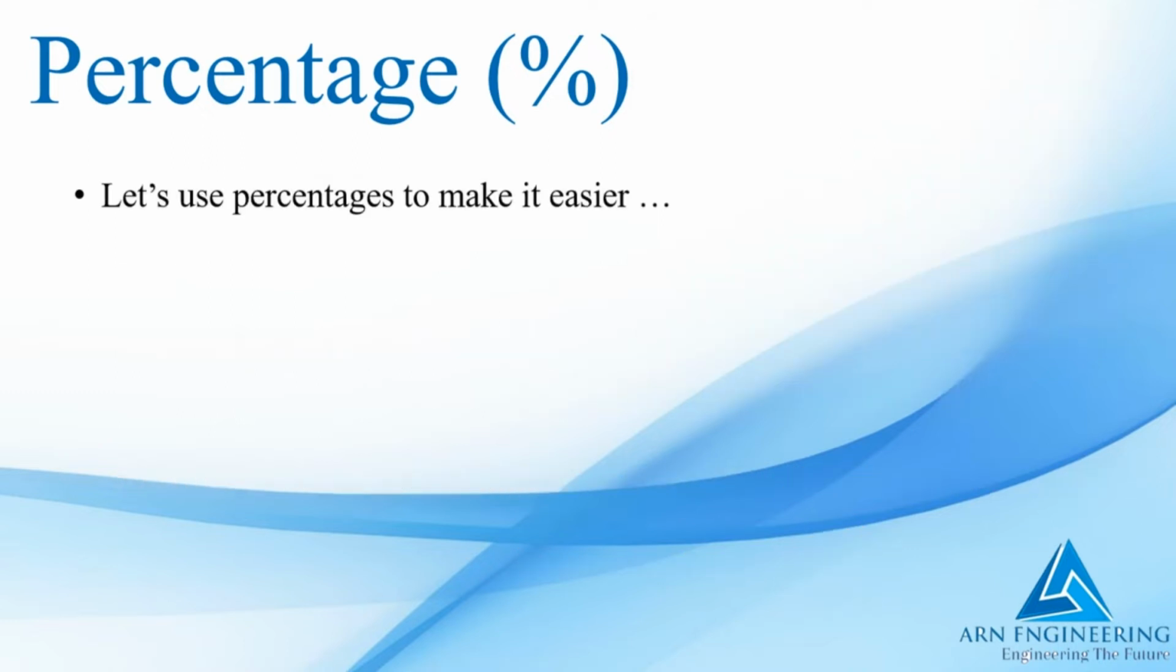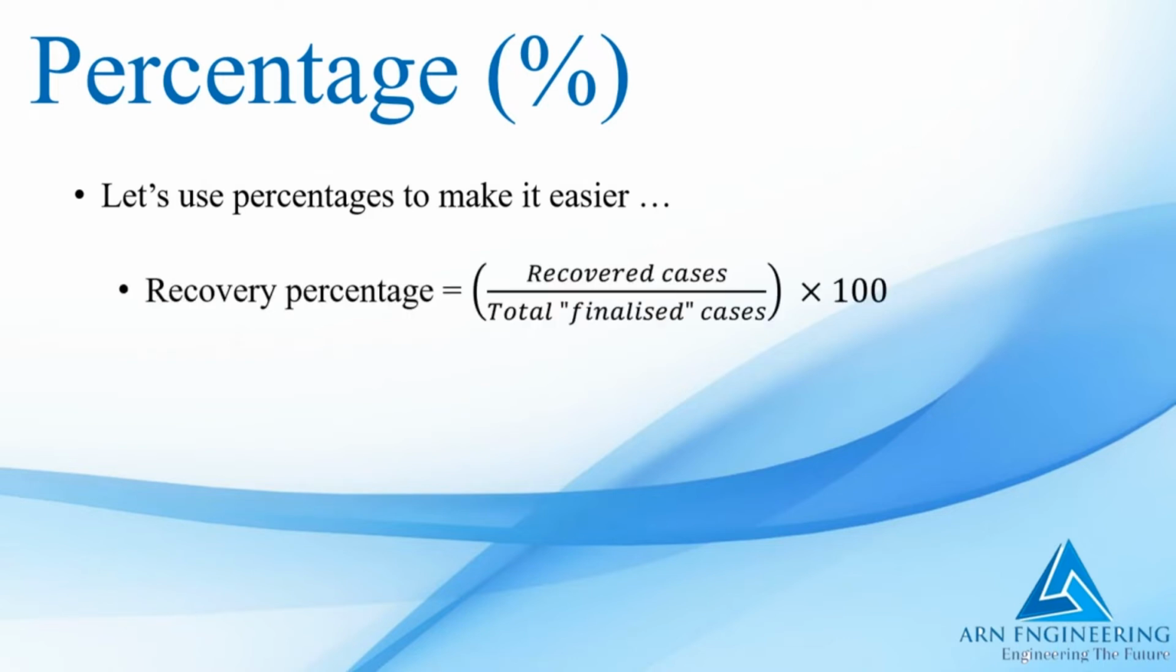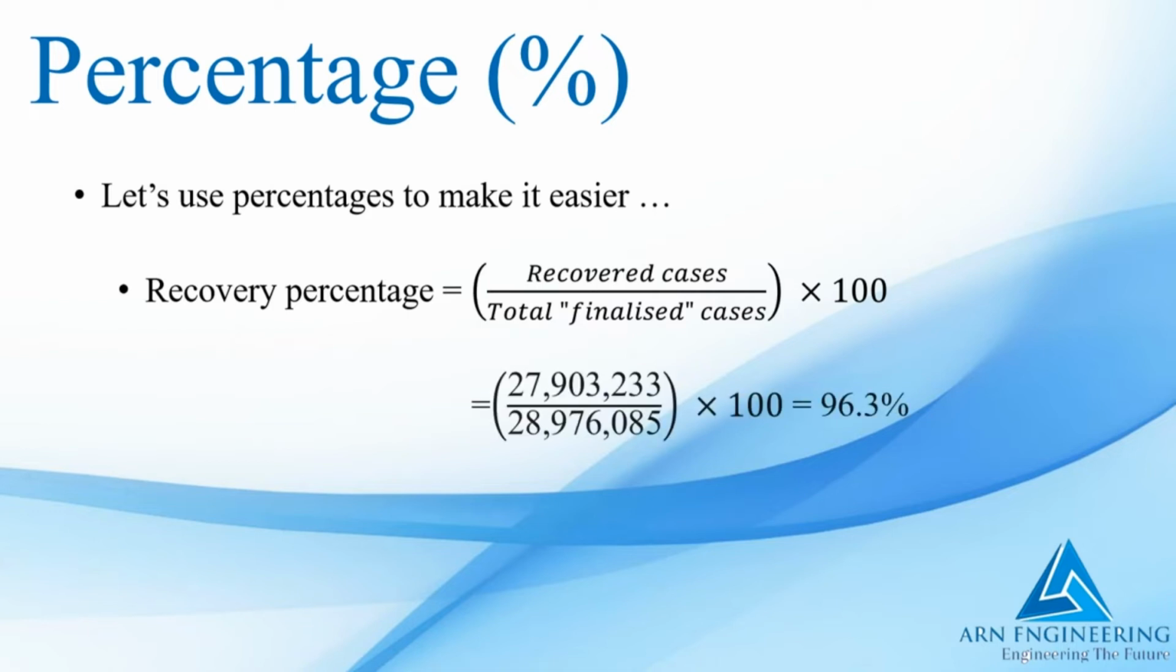So let's use percentages to make it easier to understand. So let's calculate the recovery percent, which basically means how many people do recover out of every 100, right? For doing that, we divide the recovered cases by the total finalized cases, and we times that fraction by 100. So if we sub in the values, we will get a recovery percentage of 96.3. That means 96.3% of finalized cases tend to recover based on today's statistics.